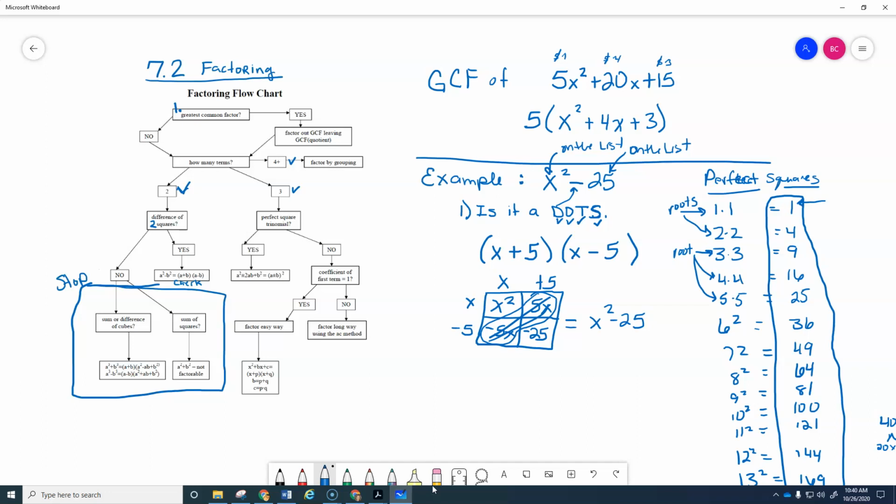So I'm going to ask you to do a couple more difference of two squares. Let's try that, and I'm going to stop the video and we'll start the next video with you having worked those. So try that one, try that one, and try that one. All of those are difference of two squares. Problem 1, problem 2, problem 3. See if you can get those factored.